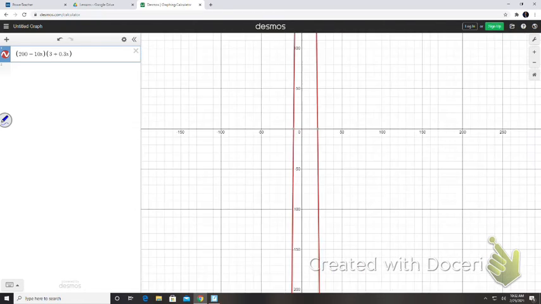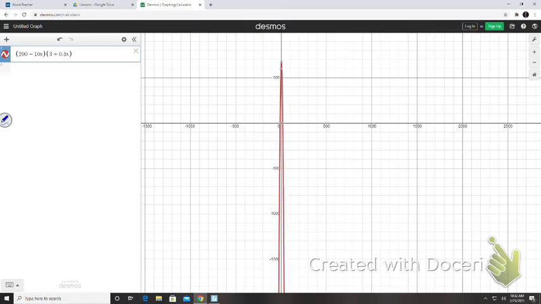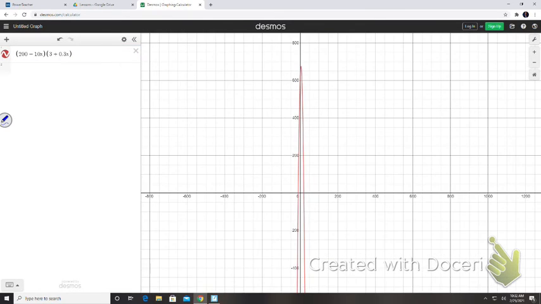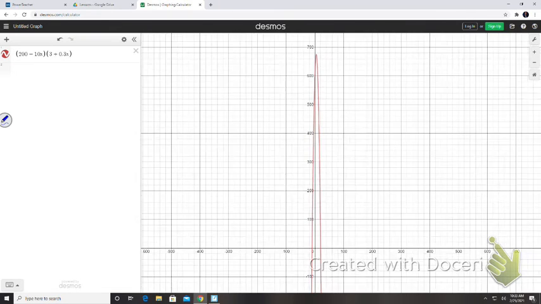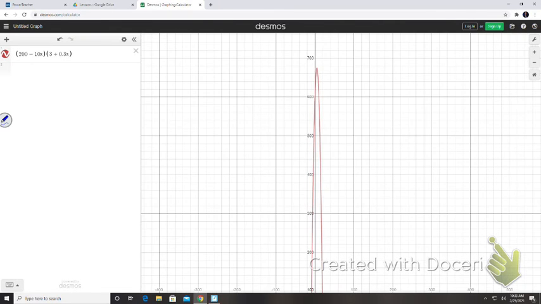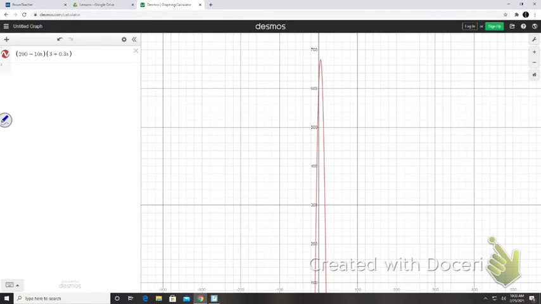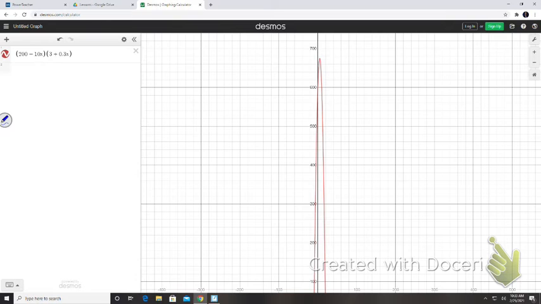Gotta zoom way out on this one. I tried using that Desmos. It didn't work. It gave me just a straight line. I wish. Maybe you didn't put it in correctly. I followed everything.